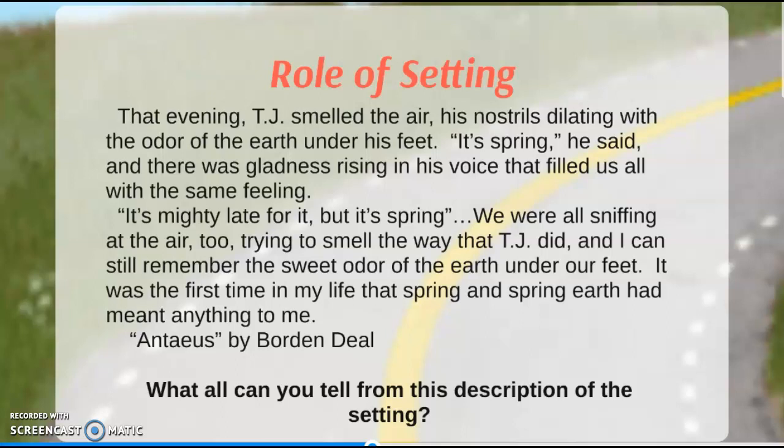We were all sniffing at the air too, trying to smell the way that TJ did, and I can still remember the sweet odor of the earth under our feet. It was the first time in my life that spring and spring's earth had meant anything to me. Anthony's by Borden Deal. What all can you tell from this description of the setting?